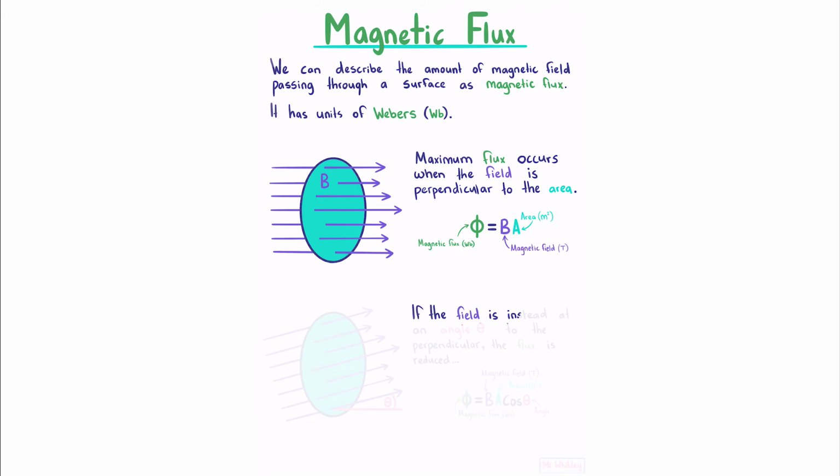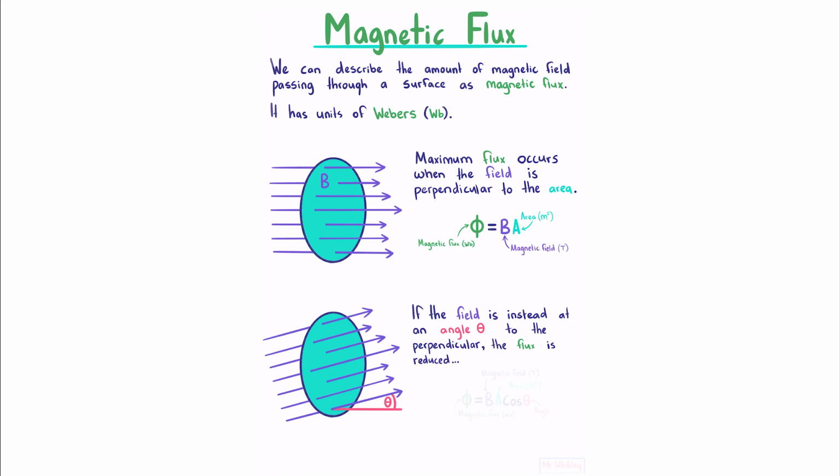However, if the field is instead at an angle theta to the perpendicular, the flux is reduced. And mathematically we have the same relationship, except now multiplied by cosine of the angle. You might note that for our above situation, the angle is 0, and so if we take this equation and make this cosine of 0, you might note that cosine of 0 is 1, and so we just get this equation here.